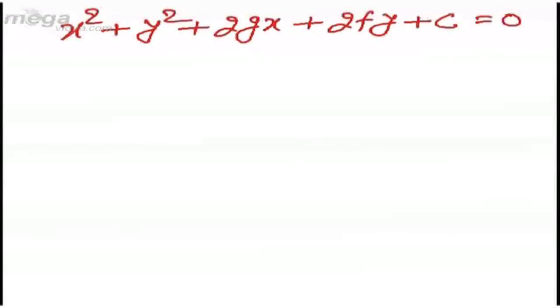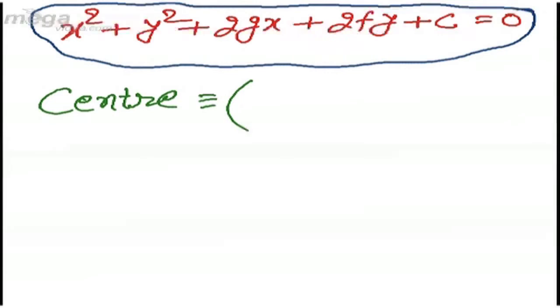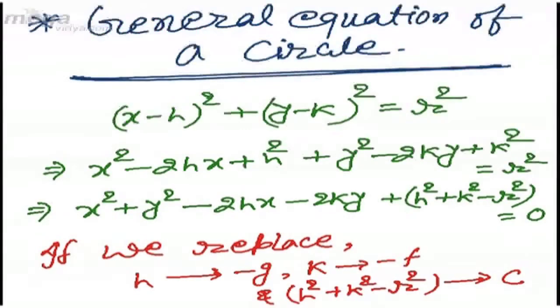This is the equation of a circle in general form. Now student, if this is the equation of a circle in general form, then what will be the center and what will be the radius? In this situation, the center is (h, k), and the values of h and k are minus g and minus f.